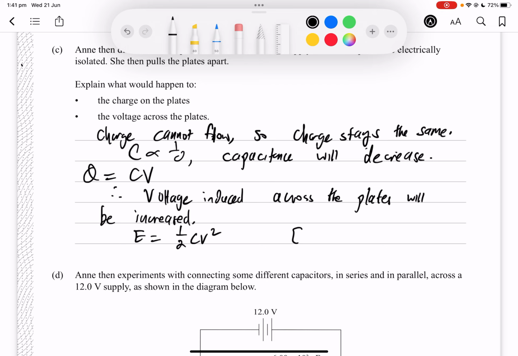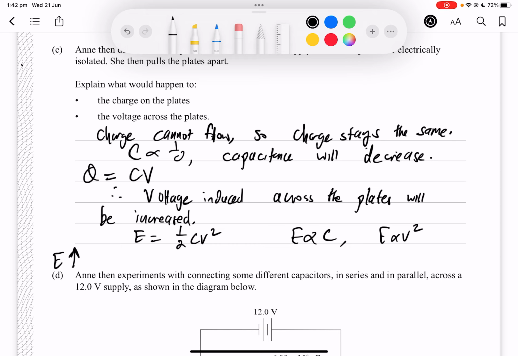But the voltage increases at the same factor that the capacitance decreases, since charge is the same. So therefore, the energy is actually going to increase. And where does this energy come from? The energy actually comes from the work that Anne is doing moving the plates apart, which is where the energy is coming from.